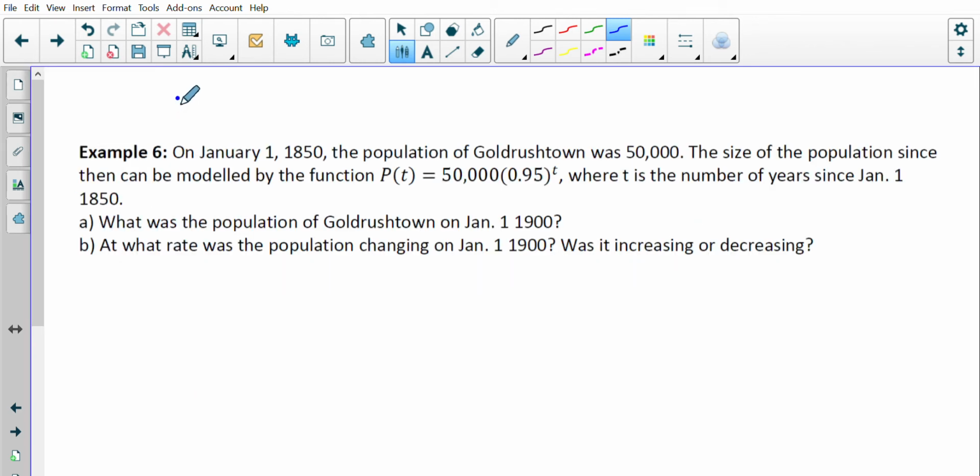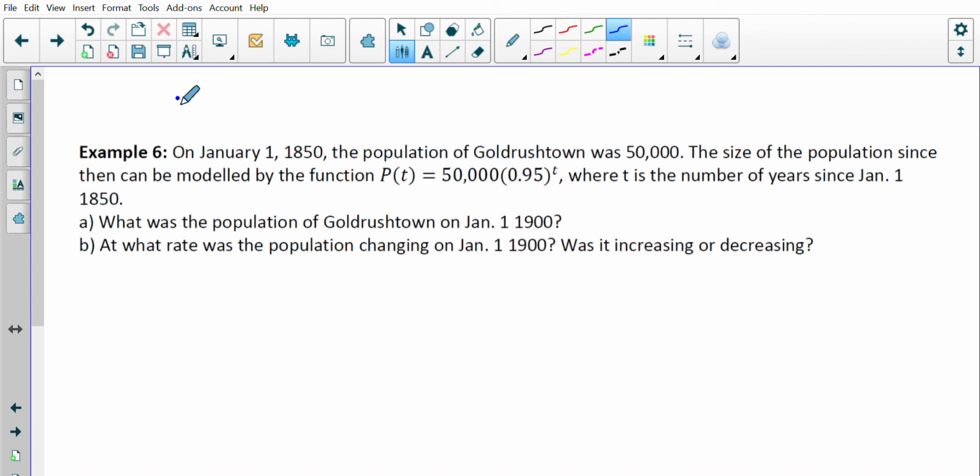Example 6. On January 1st, 1850, the population of Gold Rush Town was 50,000. The size of the population since then can be modeled by the function P(t) = 50,000 × 0.95^t, where t is the number of years since January 1st, 1850. In part A, what was the population of Gold Rush Town on January 1st, 1900?